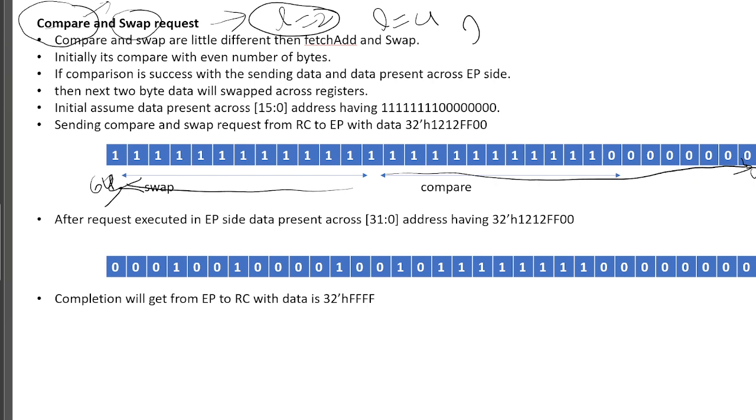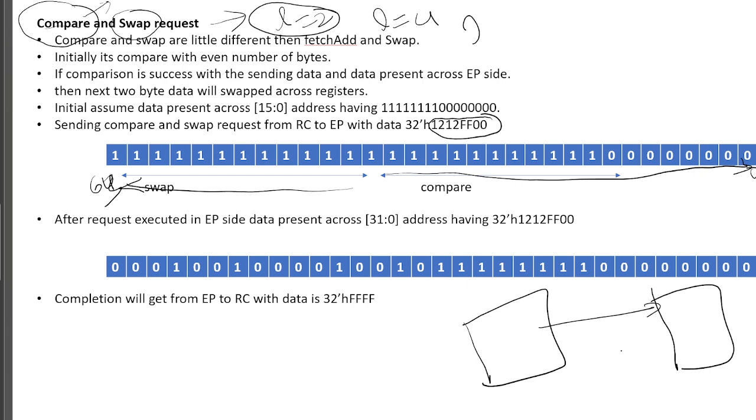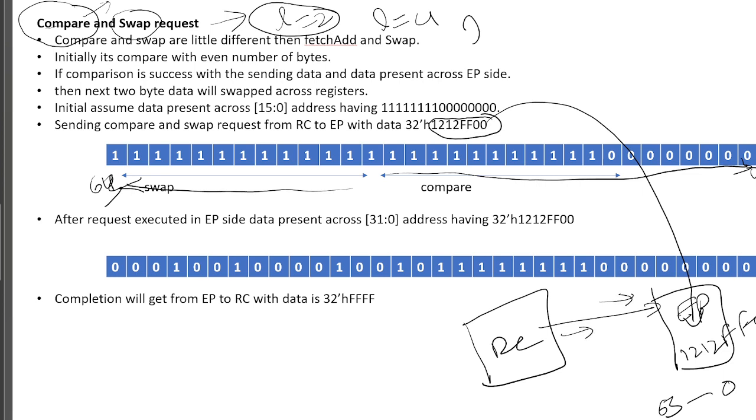Let us assume the initial data is FF001212. This is the data present. You have an RC, and let us assume you have an EP. Initially you are writing data to addresses 0 to 63. Assume 1212FF00 is the data you have written. From RC to EP side you are sending it as a memwrite. That first command is completed.